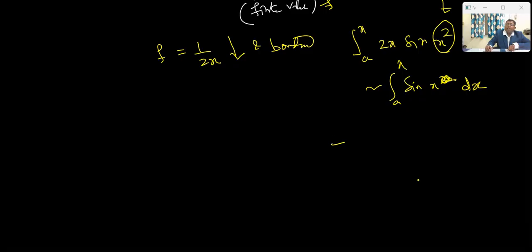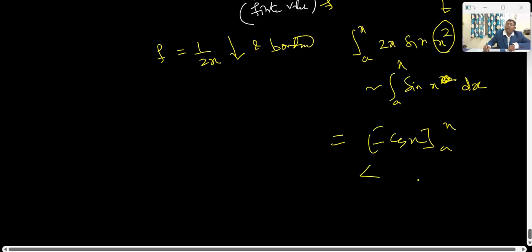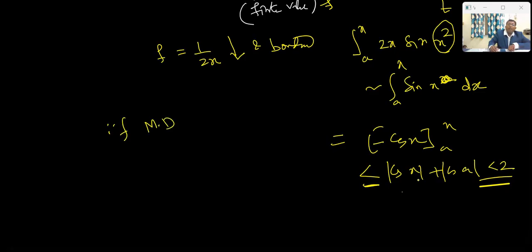So what will be this integral? Like the previous case, it is cos x, right, from a to x, so it is less than cos x plus cos a, which means this is less than 2. We don't bother about the exact value; this integral of phi is bounded here, right? So therefore f monotonically decreases and is bounded, and the integral from a to x of phi dx is bounded, right?